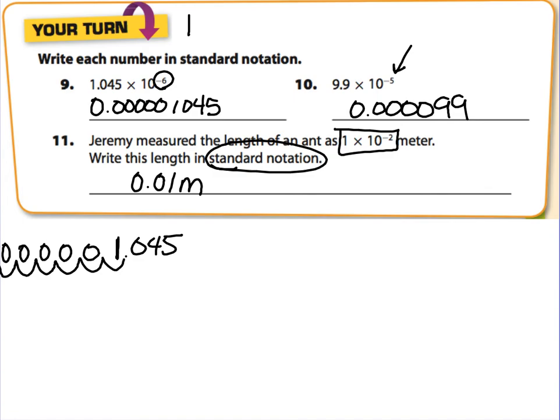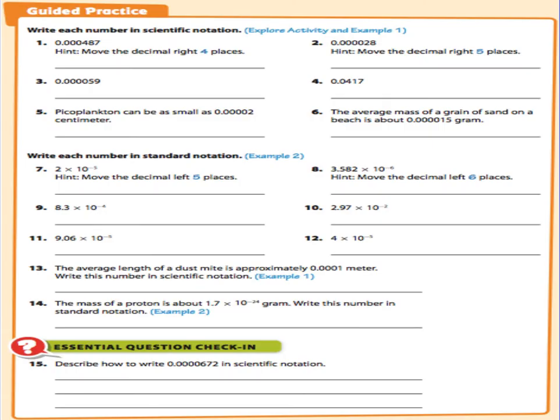All right, so the next thing that you are going to do is your guided practice problems. You're going to go ahead and do all of them. And as always, if you have any questions, please be sure to write them down or email me so we can go over them in class.